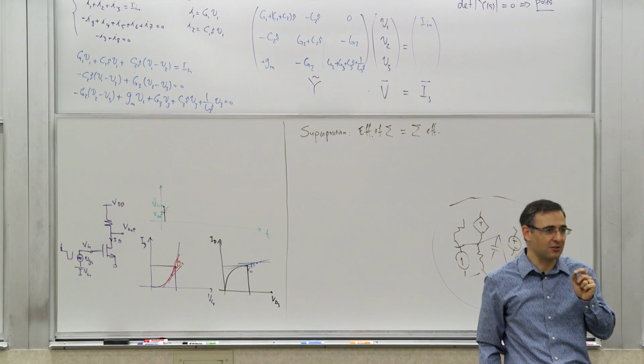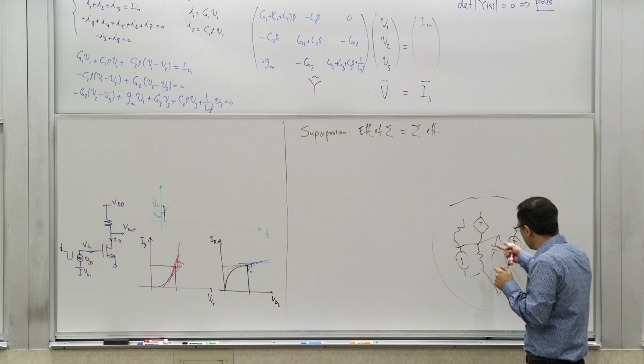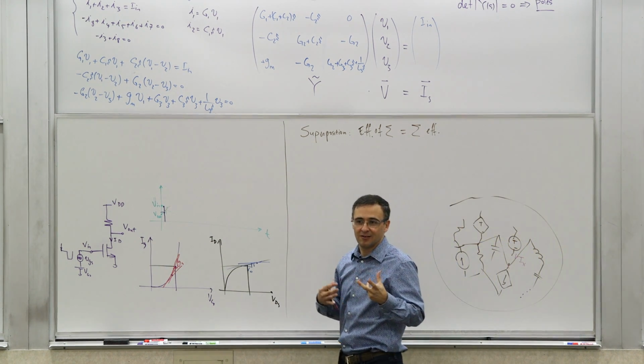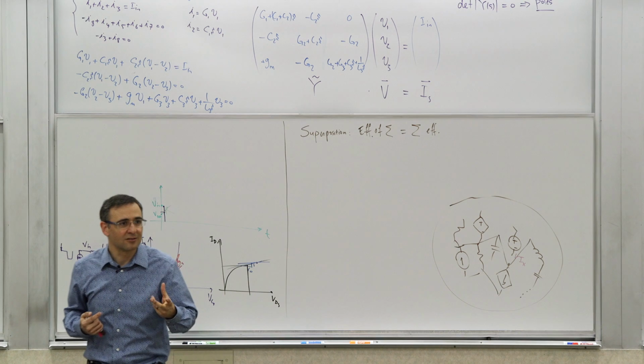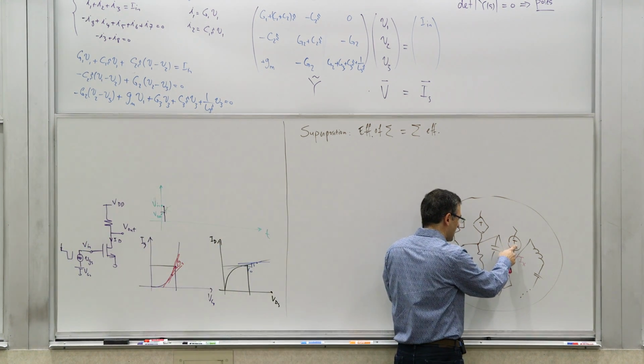Only the independent sources, not the dependent sources, because dependent sources behave like individual elements, conductances, resistances, and all those things. So you take the independent sources, you null them.